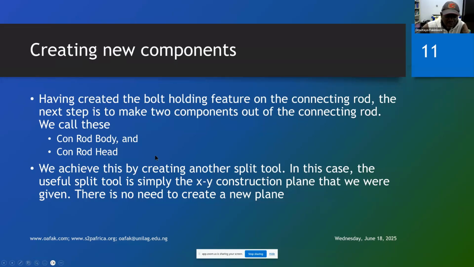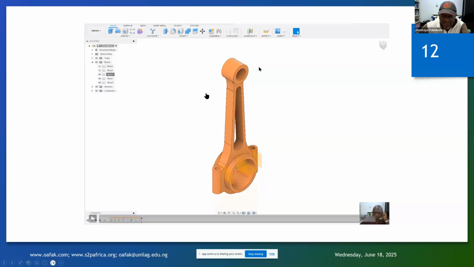We achieve this by creating another split tool. In this case, this split tool is simply the XY construction plane that we were given. There's no need to create a new plane. After we have made this tool here by extruding and mirroring twice, we should be able to get this. We will do one mirror to complete it, another mirror to put it on this other side.